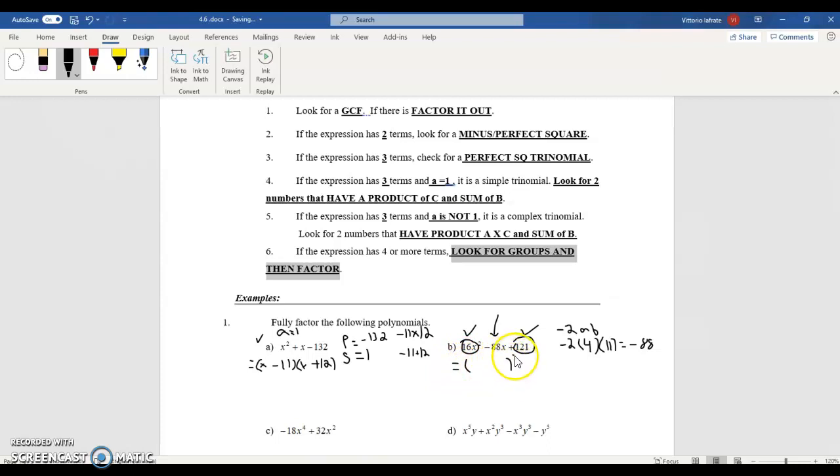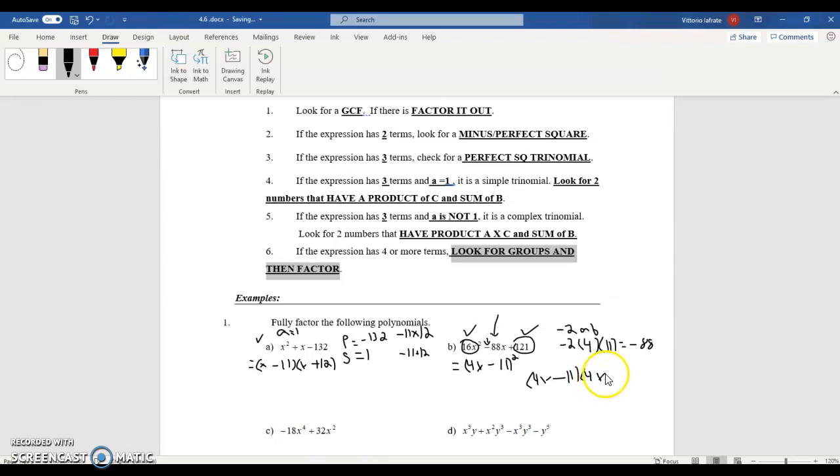I can square it like this, and then remember you take the square root of the first term here, so that's the square root of 16x squared, which is 4x, and then the square root of the last term there, square root of 121 is 11, and then we put a minus or a plus depending on what the sign is here, and here it's a minus, so we put a minus there, and so we get 4x minus 11 squared. In other words, it's 4x minus 11 multiplied by 4x minus 11.